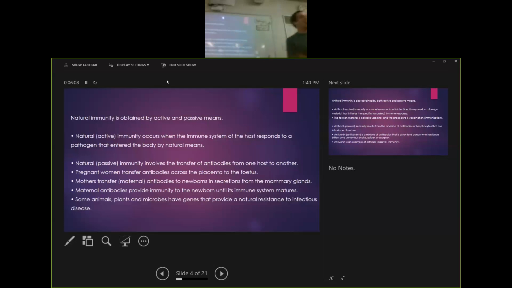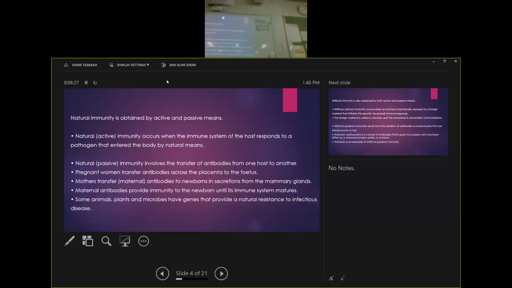It's not by a medical means. It's still a natural process. But it's passive because we're not mounting our own immune response. We're not producing our own antibodies. We're just being given antibodies directly by our mother. Okay.